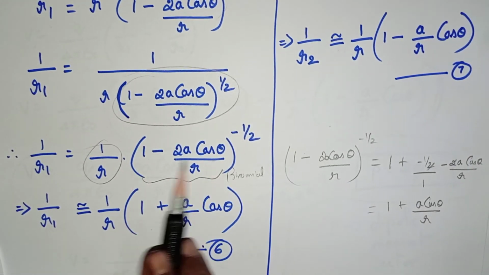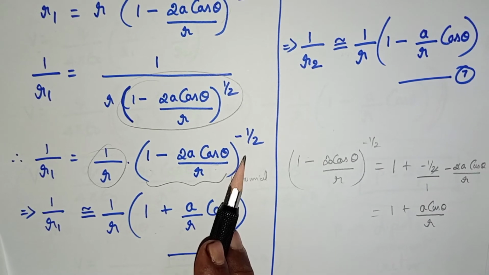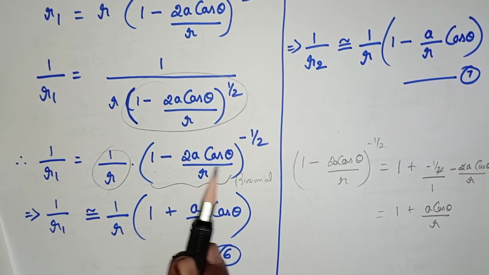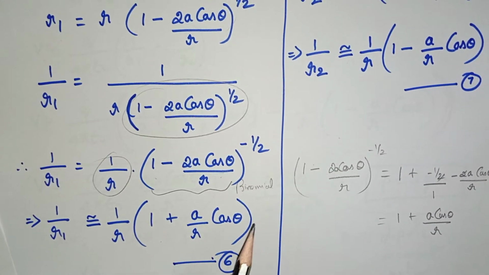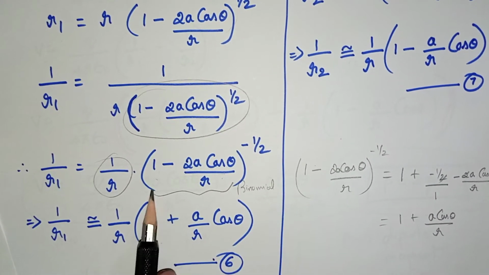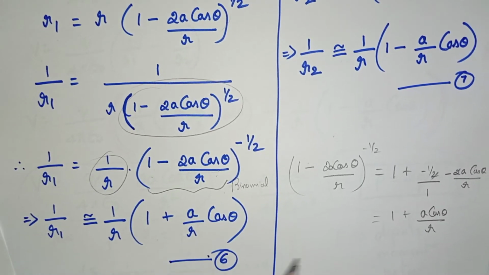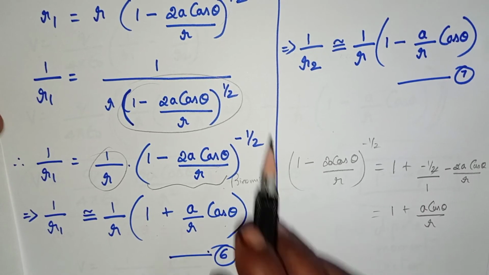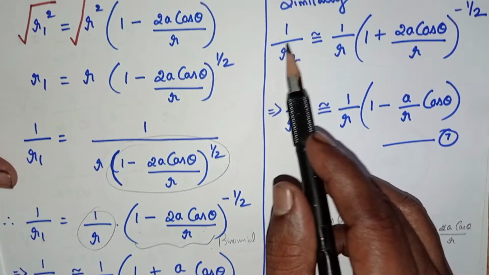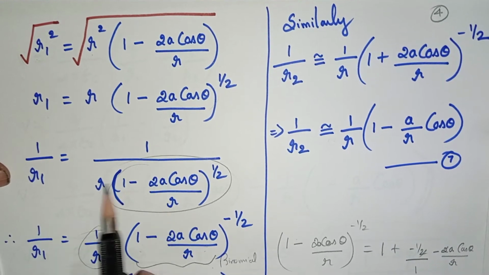So this term is expanded using the binomial theorem, and we take only the first two terms. The remaining terms are neglected because the value is negligible. So when this term is expanded with the binomial theorem, taking the first two terms alone, you will get 1 plus a by r cos theta. Similarly, here you have 1 by r1 is equal to this term.